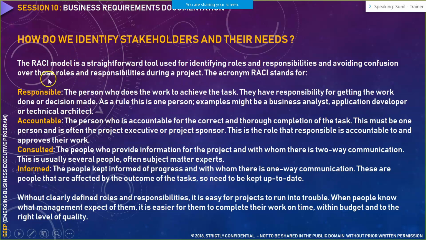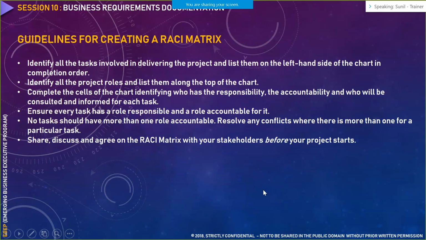So this particular term is called the RACI matrix. When you create an official document around this, it would be called a RACI matrix. So your business requirement document would be including this RACI matrix as well. So the name of the stakeholder, what position he is in, responsible, accountable, consulted, or informed, and for what particular task. You need to clearly mention in that particular RACI matrix.